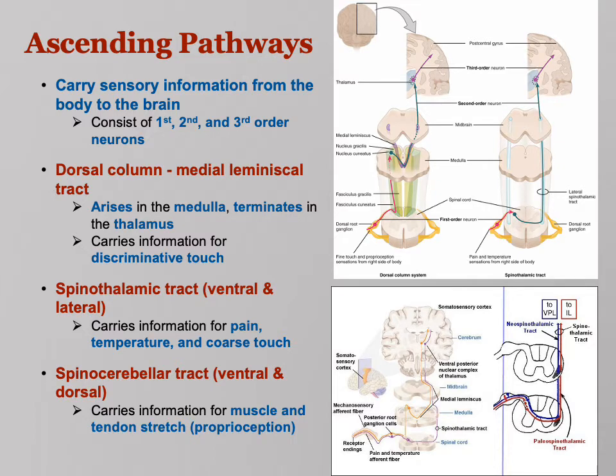Spinocerebellar, both ventral and dorsal, carries information for muscle and tendon stretch, proprioceptive information. So this is going from the spinal cord to the cerebellum. Remember, in order to smooth out and coordinate our movements, the cerebellum needs to know where our body is now. That's the proprioceptive information, letting the cerebellum know, here's where we are now, and the cortex is telling the cerebellum where we want to go next, and so it computes the exact sequence of movements to do that, okay?